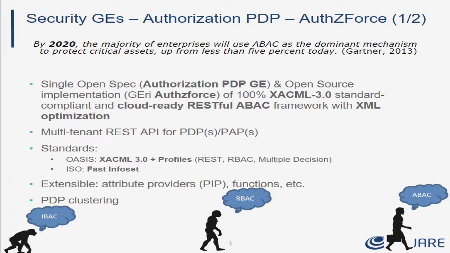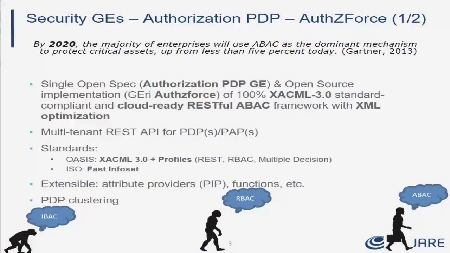In FIWARE, we chose to implement ABAC, the attribute-based access control framework, because we feel that it is the future of access control, and it's already becoming a very important trend. As you can see at the top, Gartner said in 2013 that by 2020, the majority of enterprises will use ABAC as the dominant mechanism to protect critical assets, up from less than 5% today. So today was 2013. Now, obviously, we're a little bit beyond that.